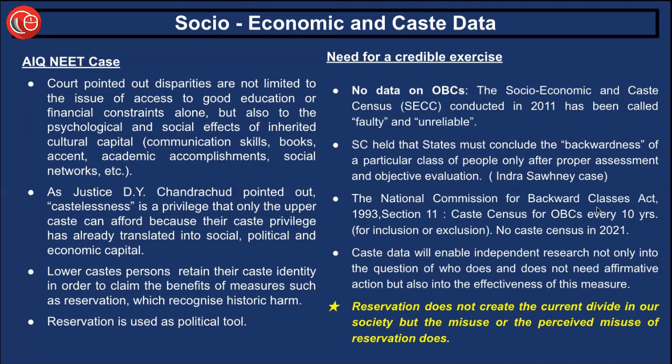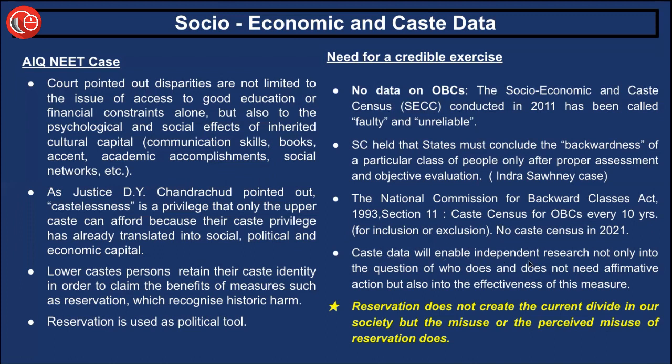So the National Commission for Backward Classes Act 1993, Section 11 of this particular Act provides that the caste census for the OBCs should be held every 10 years. But as we know, because of the COVID-19 pandemic the previous year, the caste census, which was due to take place in 2021 because the last one was in 2011, could not be conducted for various reasons.